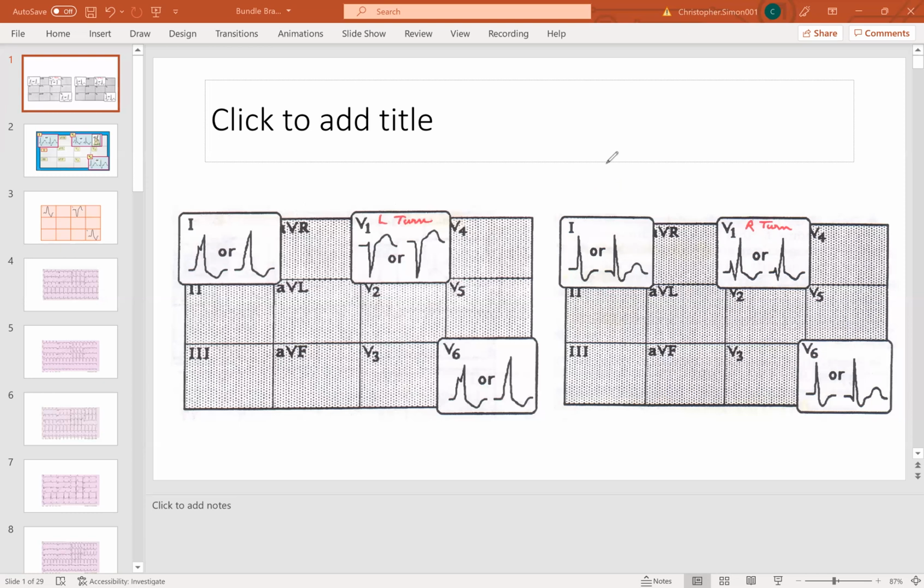So the criteria for right bundle branch blocks are going to be wide QRS, positive deflection in V1, RSs that have a slurred S wave in lead 1, and QRSs that have a slurred S wave in V6, okay? So that's going to be your criteria for a right bundle branch block.